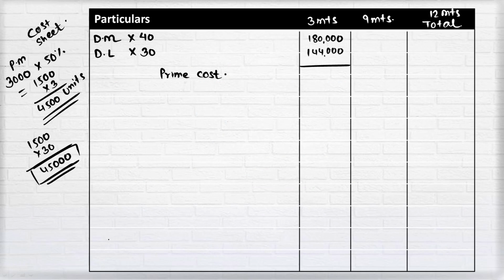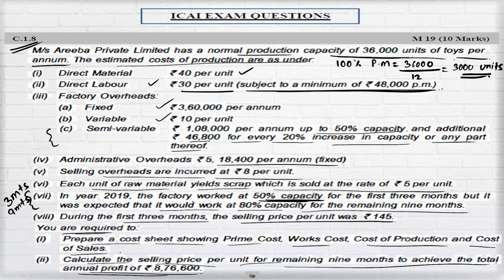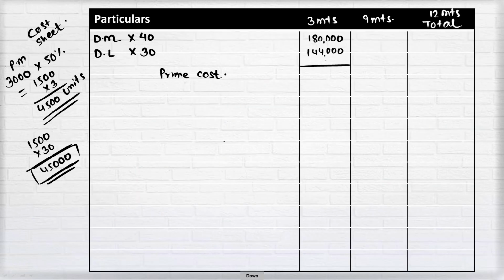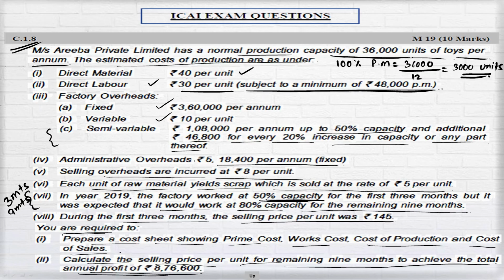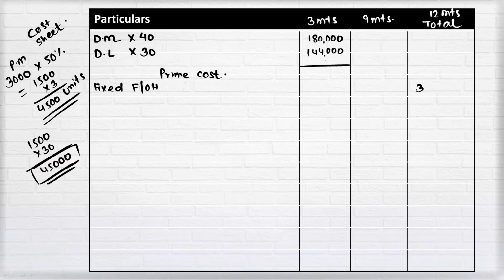Yes, there is scrap value of material, right? I'm having some space, so I will write down here scrap value of raw materials. Alright. Fixed factory overhead is 3,60,000 per annum. Can I write it down in total figure? Yes.